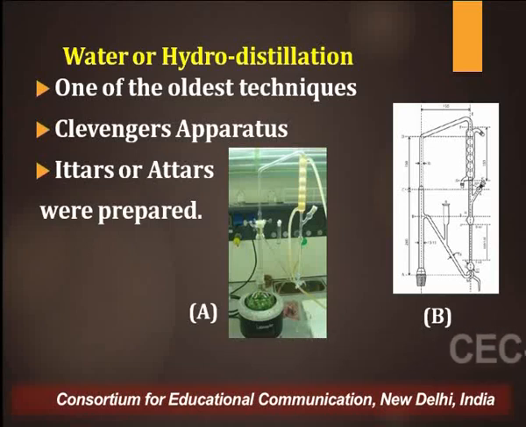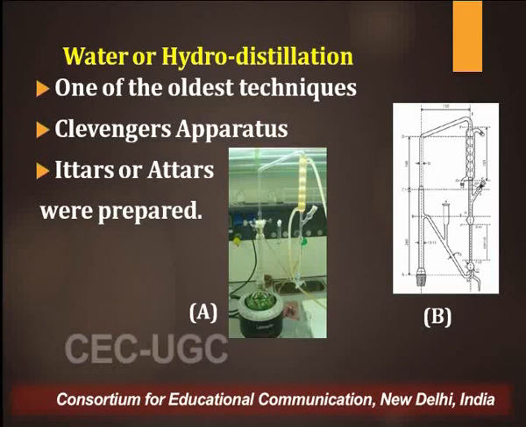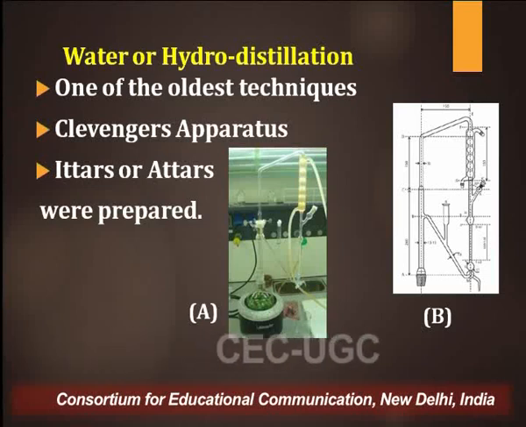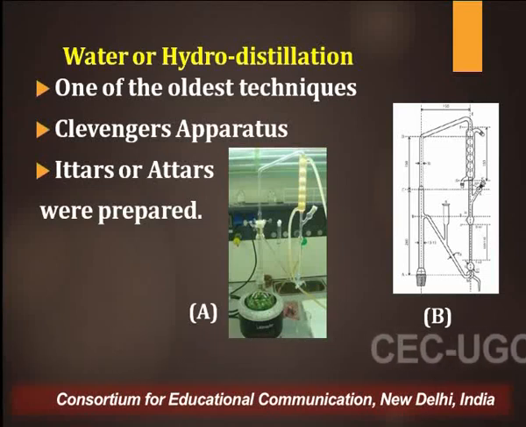In picture B, you will see the specifications of the Clevenger apparatus that are prescribed by WHO. You can see two vertical tubes: one is the tube attached to the round bottom flask, and the second tube has the condenser and the collecting tube. These two vertical tubes are attached to each other through an oblique tube in the center, which has a cup shaped apparatus attached to it.